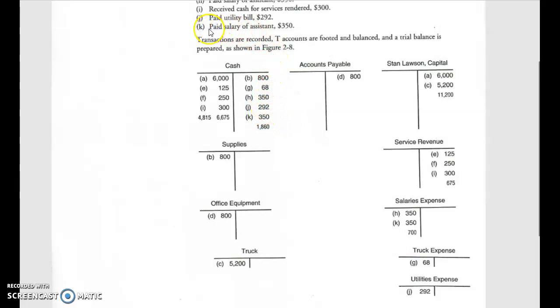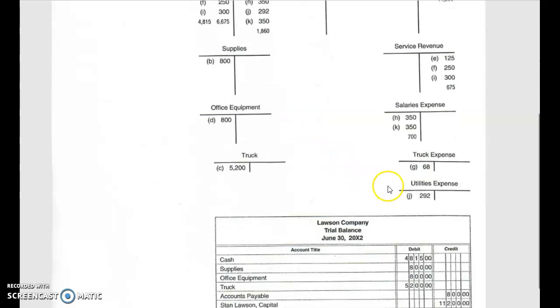Now the last one we have is another, we're paying the salary of assistant. So we know paid is going to impact cash. We're going to be reducing cash, and we're going to be debiting salary expense. So if we look at letter K, it's here in cash. We're crediting cash because we are decreasing it. So we're crediting it for $350, and our offsetting debit is salaries expense for $350.